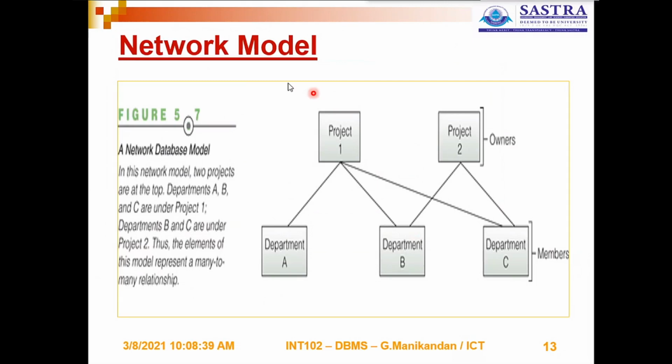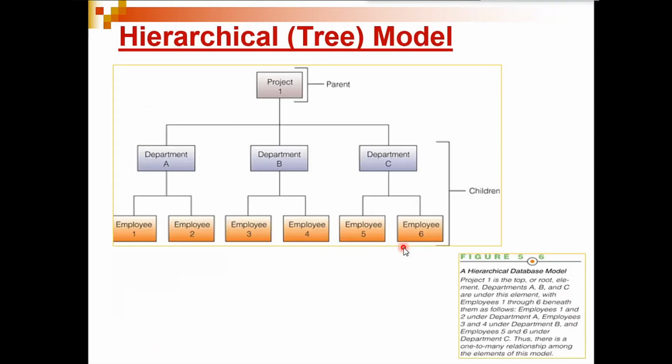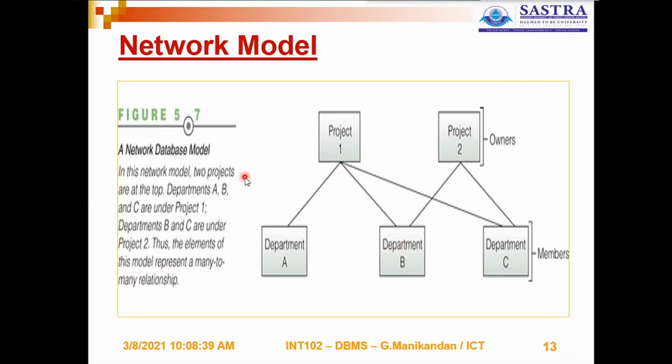In the case of a network model, same concept. The same problem statement is represented in the form of a network model. So you are going to have two projects. Department A, department B, and department C come under project one. Department B and department C come under project two.